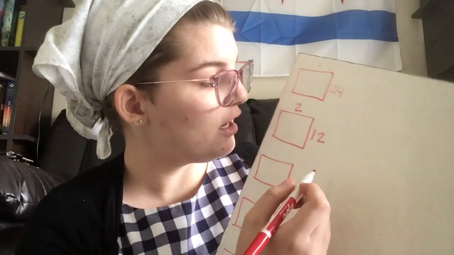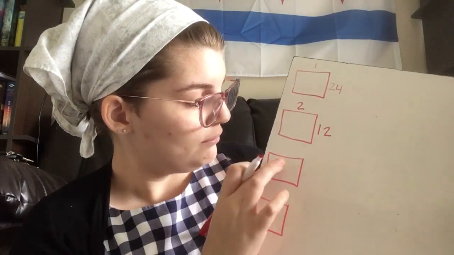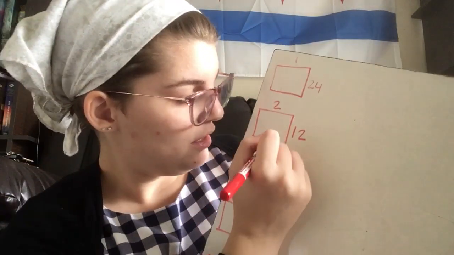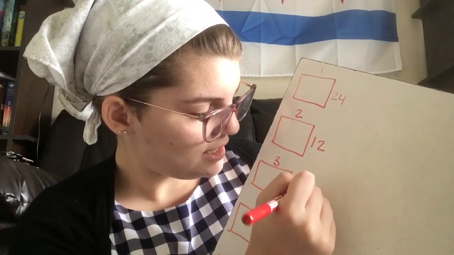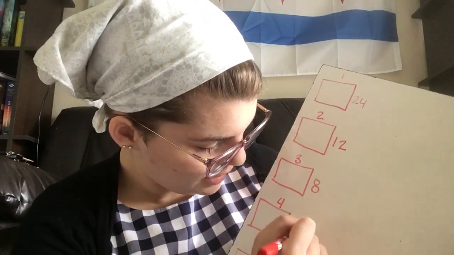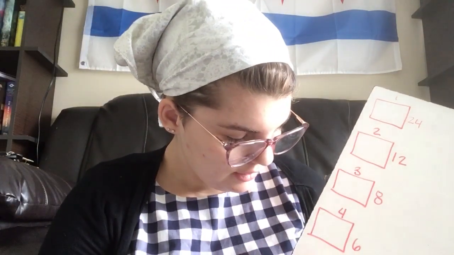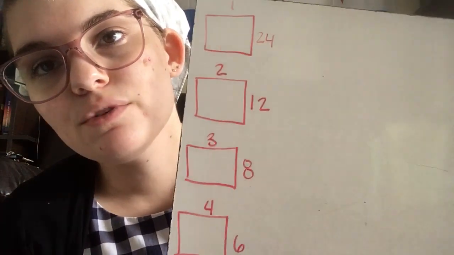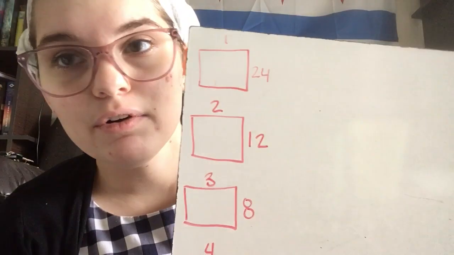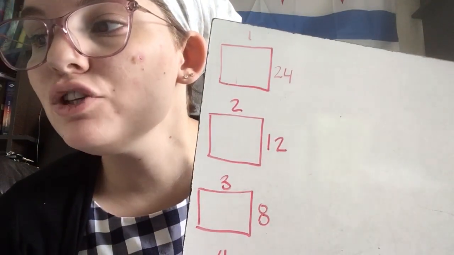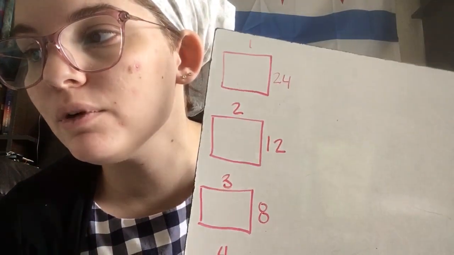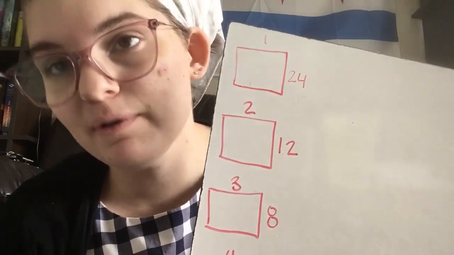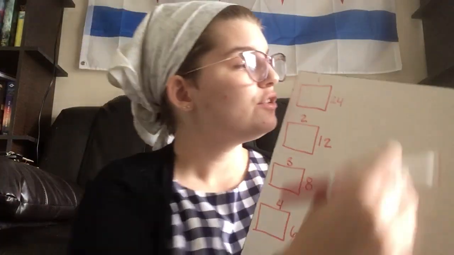That would get us our area. Then you have 3 and 8, 4 and 6. And that is it. Okay? So we have these four. Now, it says with the shortest perimeter. We're looking for the shortest perimeter possible. Okay? So let's try this.